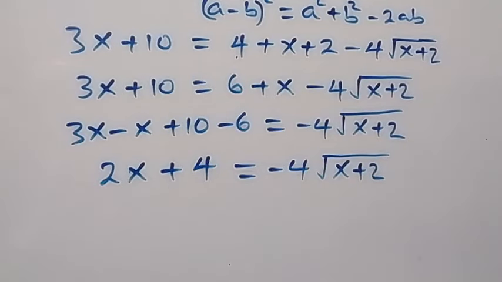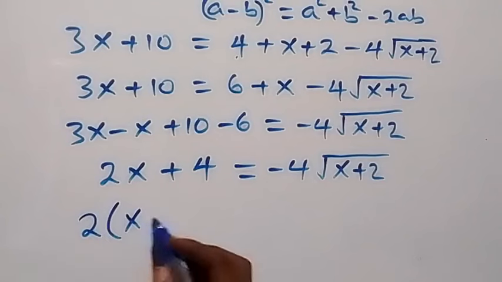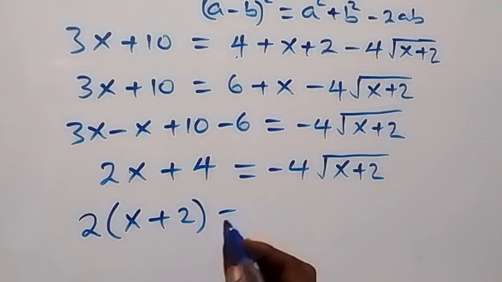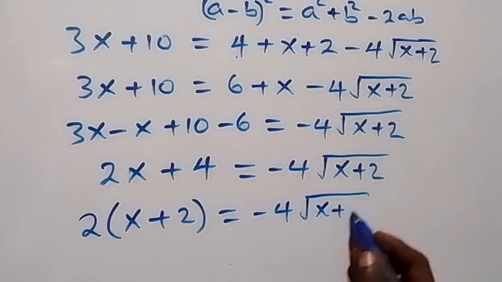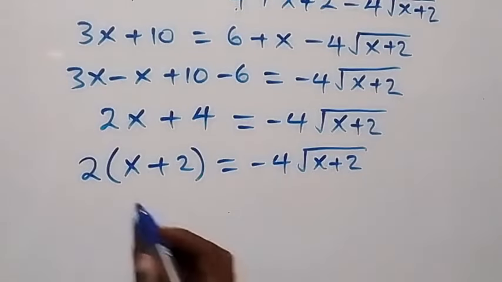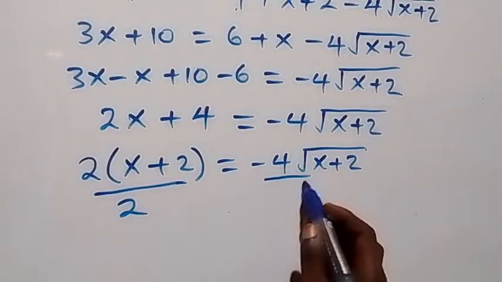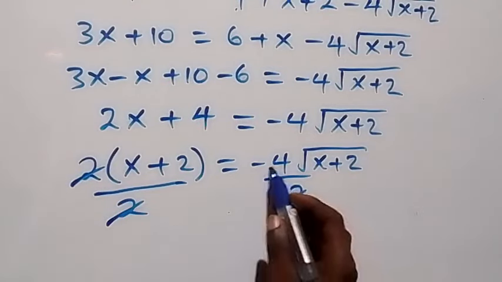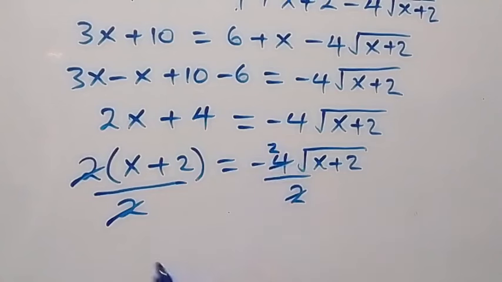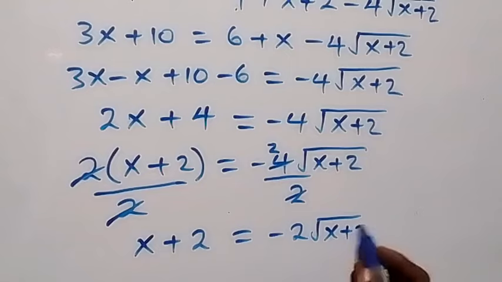Then from here, we can factor 2 out. Then we have 2 into bracket x plus 2 equals minus 4 root x plus 2. Then we can divide both sides by 2. The 2 cancels out here, and 4 divided by 2 gives minus 2, so we have x plus 2 equals minus 2 root x plus 2.